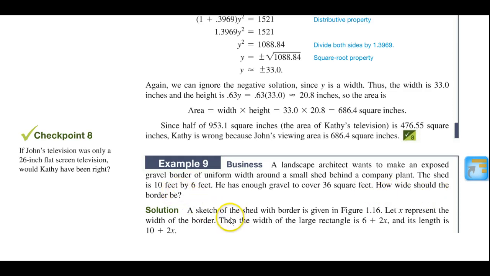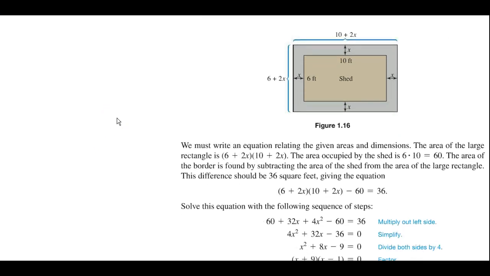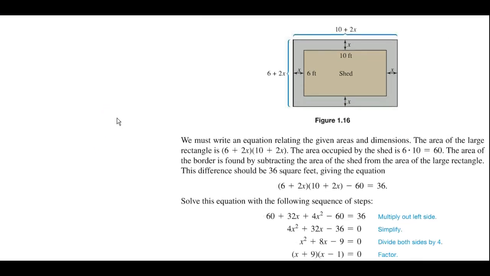Okay, now here's a case where a diagram is absolutely important, and there is one here. So let's look at this. So as you do your work, you're going to need to make a diagram. You get one like this. So there's your shed, 10 by 6 feet, and you're going to have a border around it.